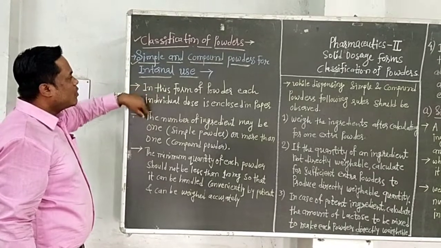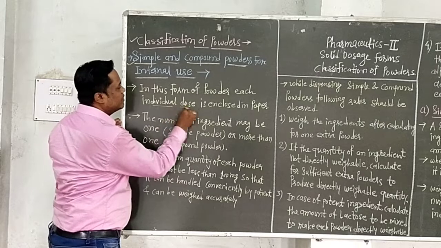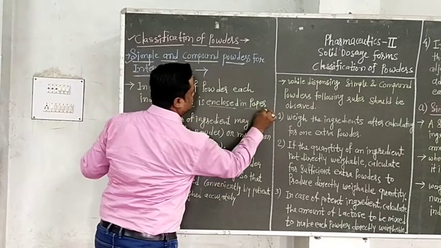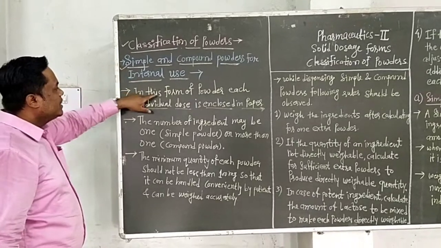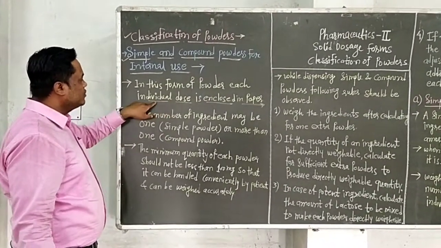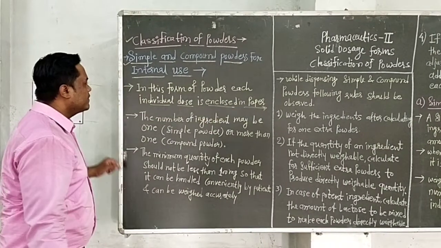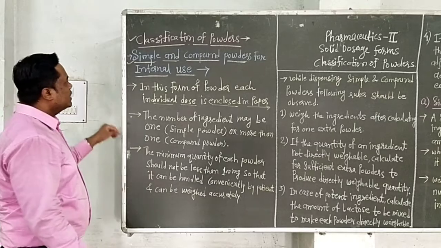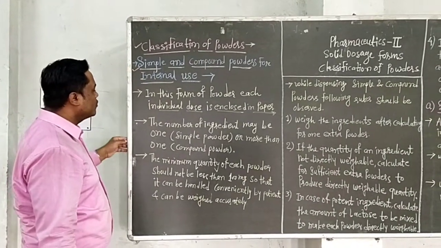In this form of powder, each individual dose is enclosed in paper because it is in the form of powder. Therefore, each dose of powder, that is called an individual dose, is enclosed in paper and given to the patient. Then we see what simple and compound powders are.